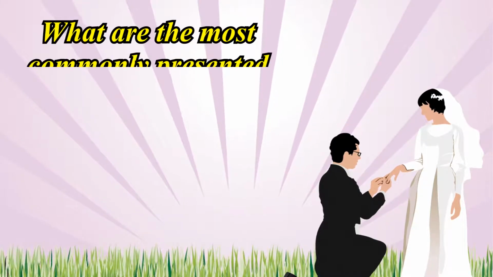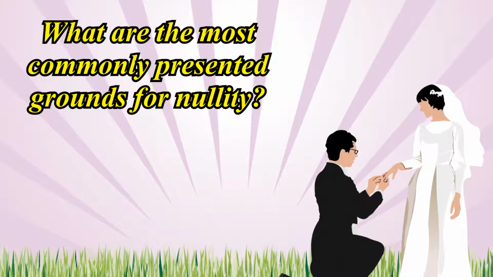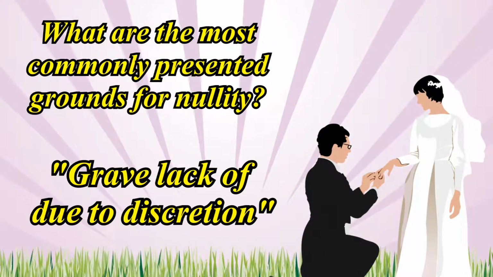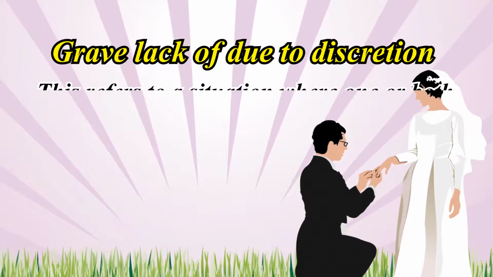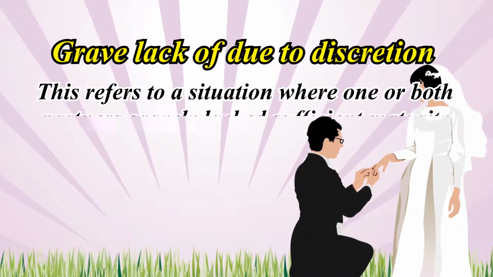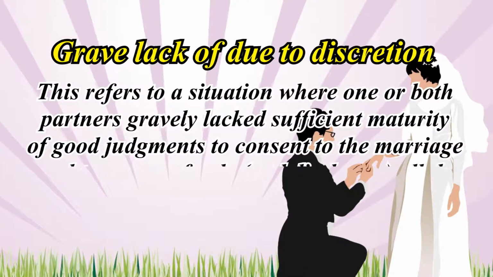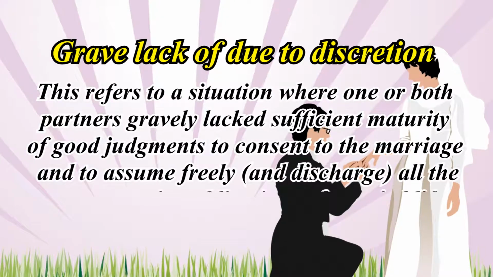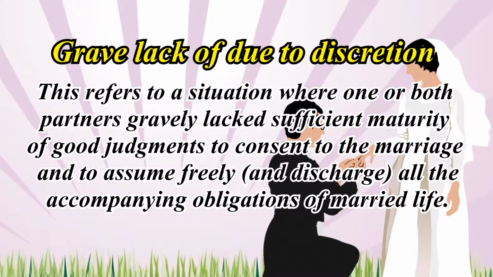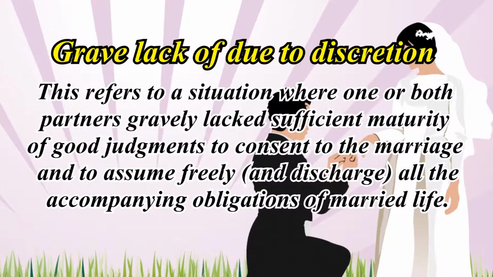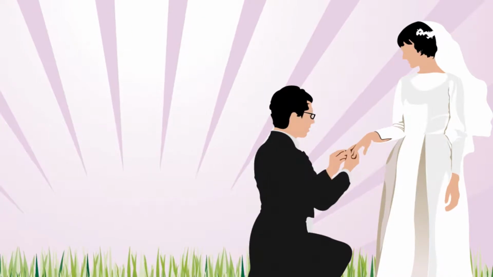What are the most commonly presented grounds for nullity? Number 1, grave lack of due discretion. This refers to a situation where one or both partners gravely lack sufficient maturity of good judgment to consent to the marriage and to assume freely and discharge all the accompanying obligations of married life.